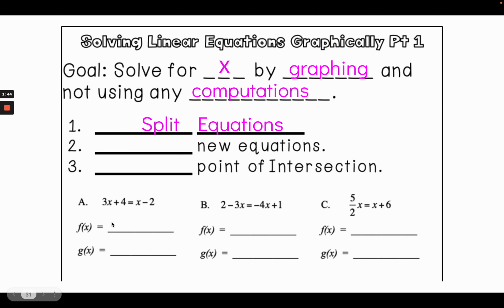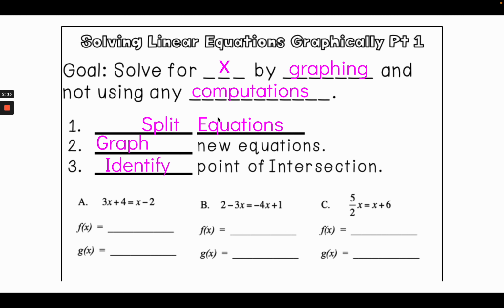Once we have our two new equations, we're then going to graph the new equations. And then after we graph the new equations, we're going to identify the point of intersection. The point of intersection is where they cross on the graph. And from there, we can look at our x-axis and say, this equation is equal to this, based upon our graphing and where it intersects on the x-axis. Okay, so let's look at A.